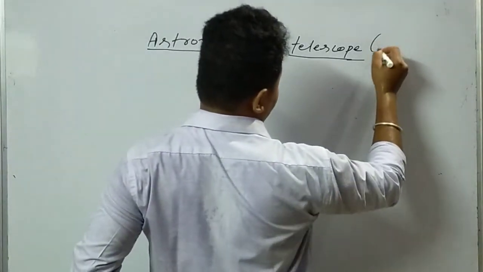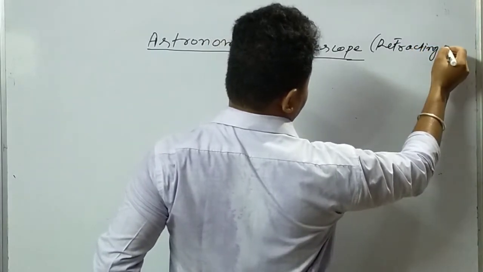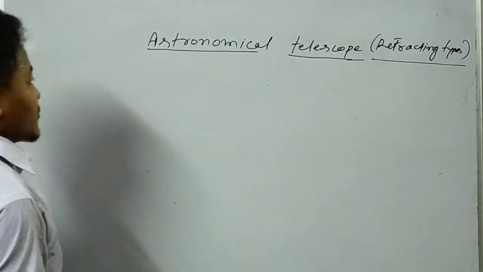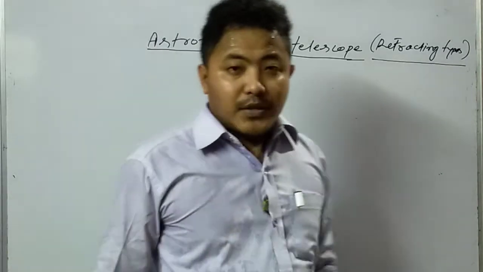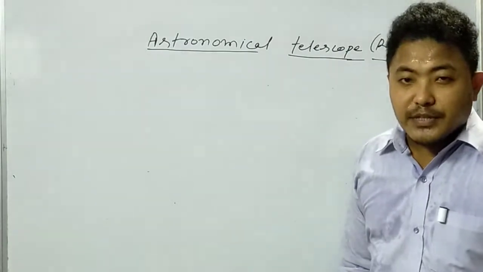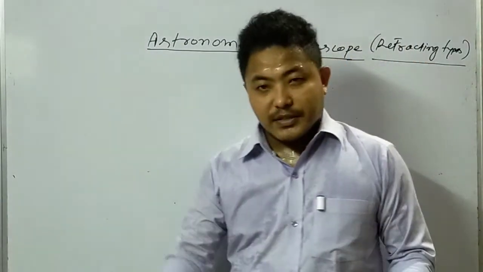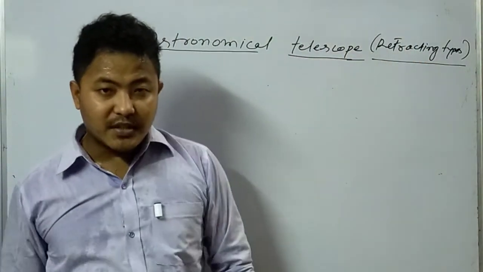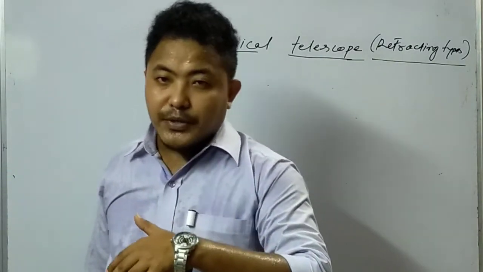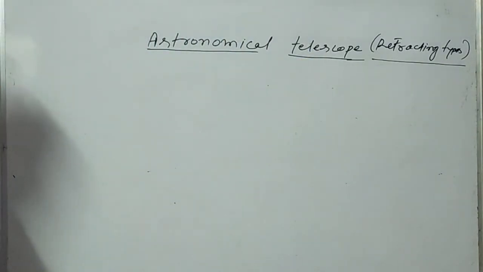You can write down, this is a refracting type telescope, the astronomical telescope. So in the astronomical telescope we will again use two lenses. That means we will use two convex lenses. One is slightly bigger and one is smaller. The bigger one will be the objective lens, and the smaller one will be your eyepiece lens. Let us go for the ray diagram of the astronomical telescope.